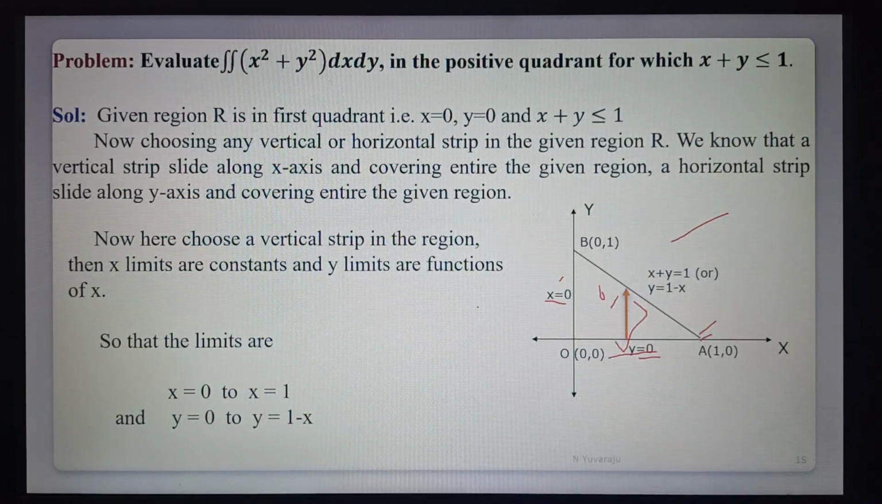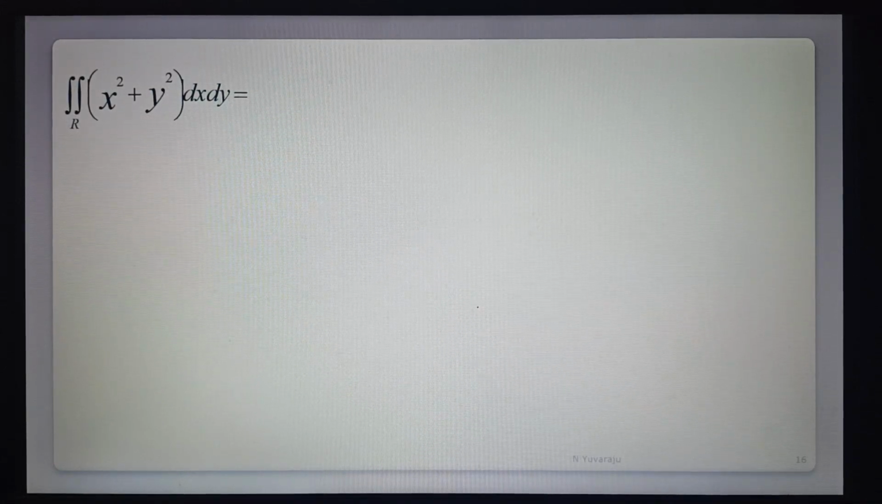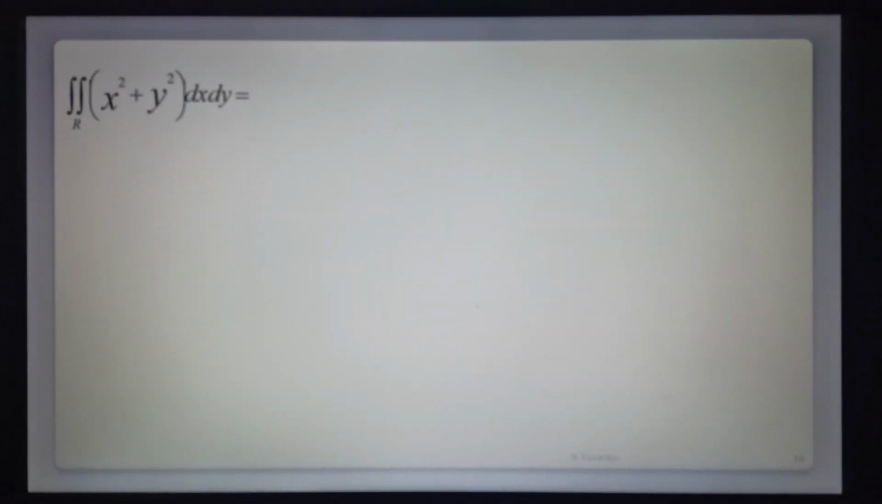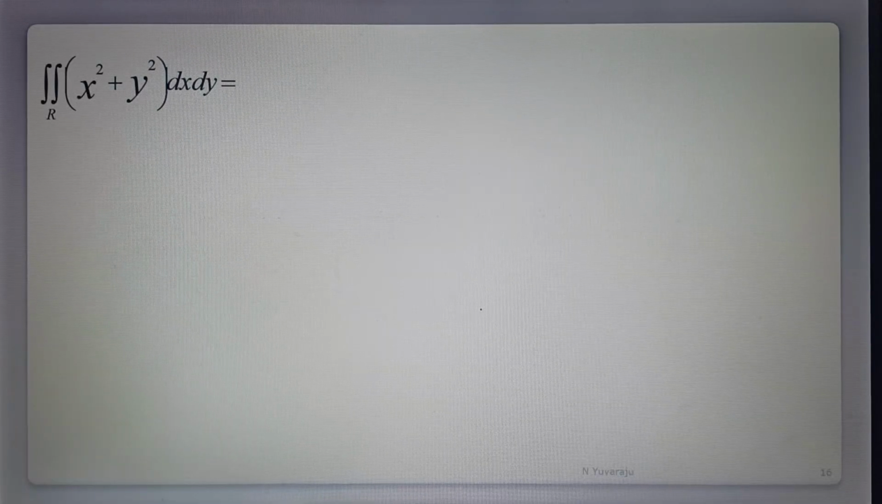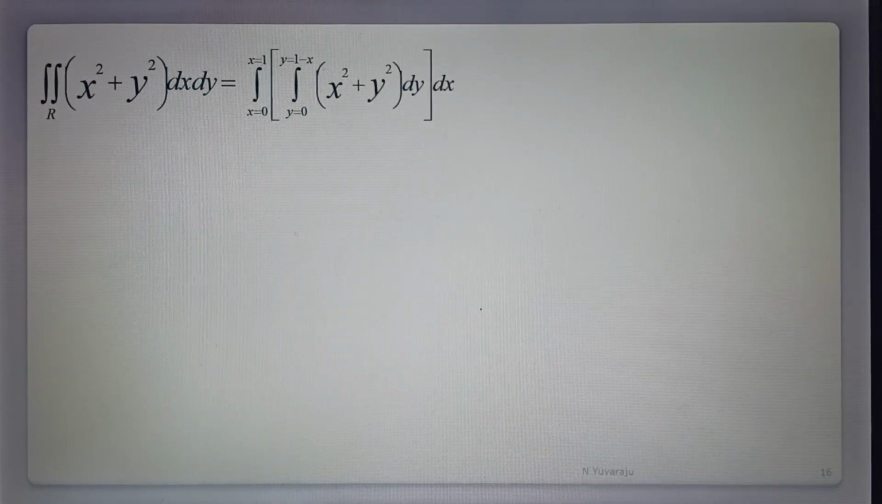So therefore, see the given integration value: the integral over R of x square plus y square into dx dy. Here the y limits are functions and the x limits are constants, so first we integrate with respect to y. That is the integral from x equal to 0 to 1, the integral from y equal to 0 to y equal to 1 minus x, of x square plus y square, dy dx.